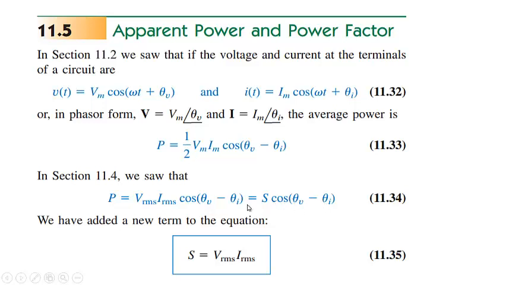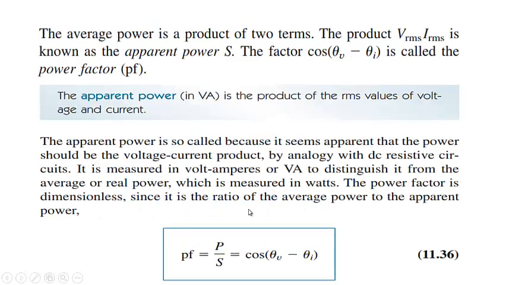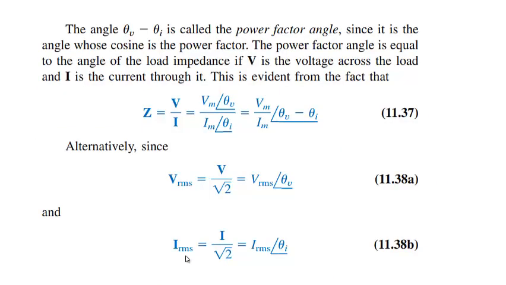We can get the power factor from here: cos(θV minus θI) is equal to P divided by S. That is why I have written PF, the power factor, as P divided by S, which is cos(θV minus θI). This is very important. This power factor denotes how much real power the load is consuming from the apparent power, because not all the apparent power goes to the load. Some of the apparent power is also stored in reactive elements. So the power factor gives us an idea of how much real power is consumed by the load from the apparent power.